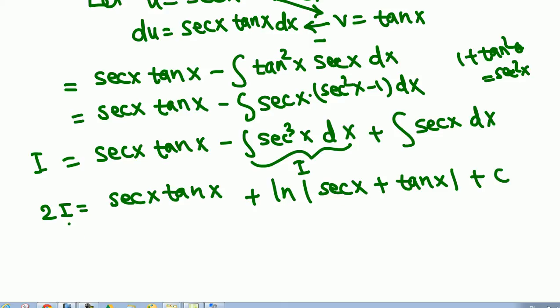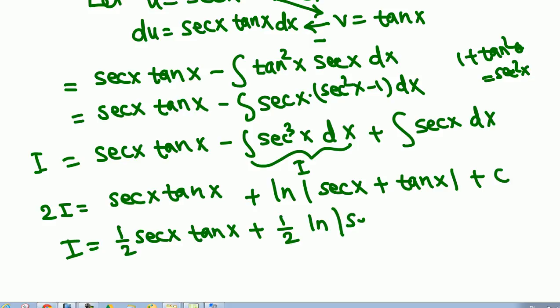Now to get the integral in the question, we need to divide by 2. So I, the integral of secant cubed, is divided by 2. So 1/2 secant tangent plus 1/2 natural log of secant plus tangent plus c over 2, let's say c1 over 2, a new constant, let's say c. That's final.